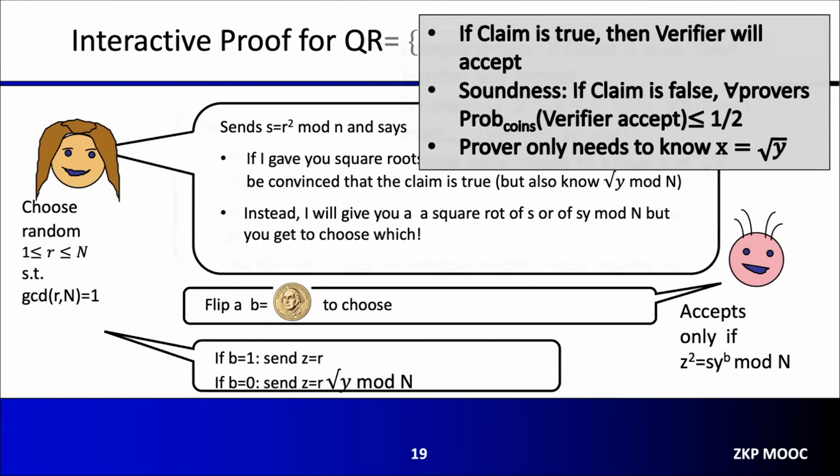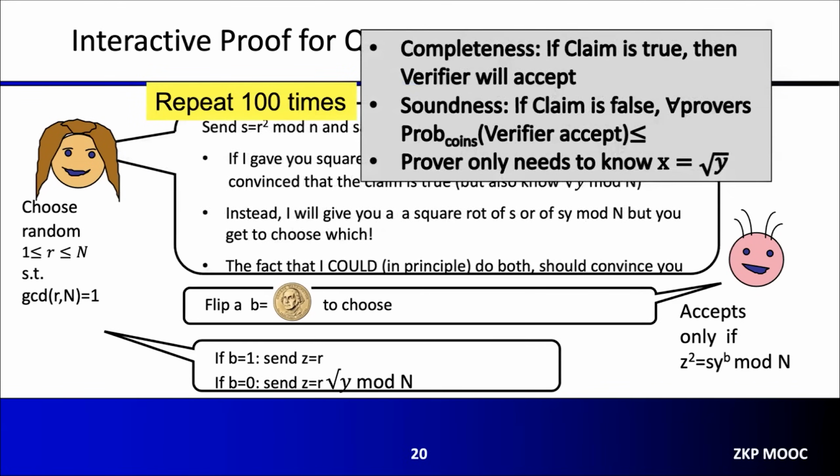Again, maybe a half is not enough for you. Repeat this 100 times. The probability that the verifier can 100 times be so unlucky as to choose exactly the equation the prover can solve and not the other one which he cannot solve, in the case where the claim is false, is going to be vanishing with the number of trials. 1/2 if you try once, 1/4 if you try twice, 1/8 if you try a third time, and 1 in 2 to the 100 if you go 100 times. And if you wanted to go k times, it's 1 in 2 to the k.